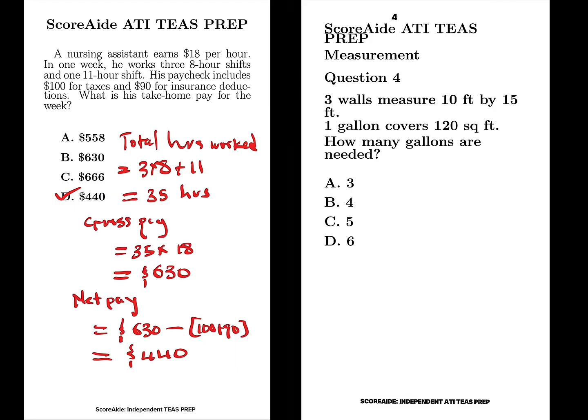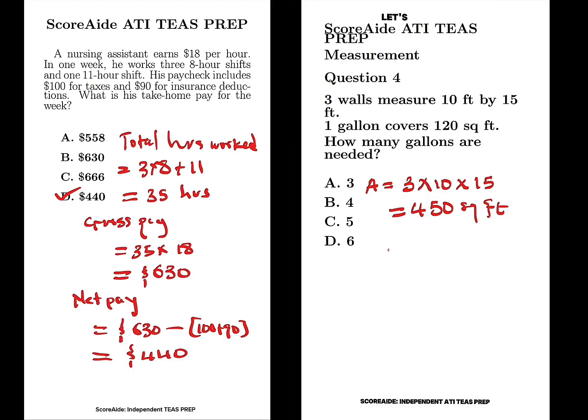Let's look at question 4. 3 walls measure 10 feet by 15 feet. 1 gallon covers 120 square feet. How many gallons are needed to paint the walls, right? Now, let's calculate the area of those 3 walls. So area is going to be 3 times 10 times 15, right? So this is going to be 450 square feet, right? So that is going to be the surface area of that.